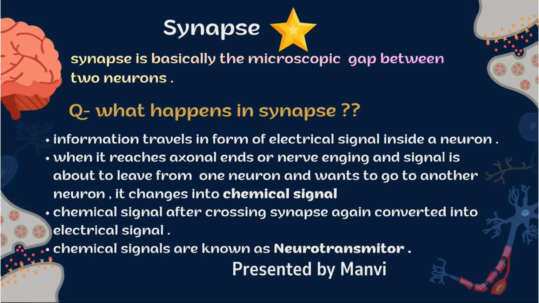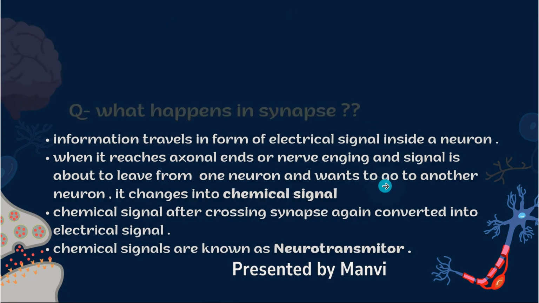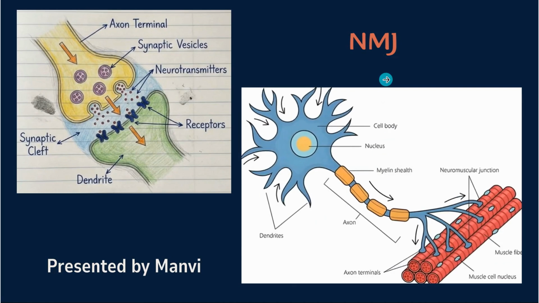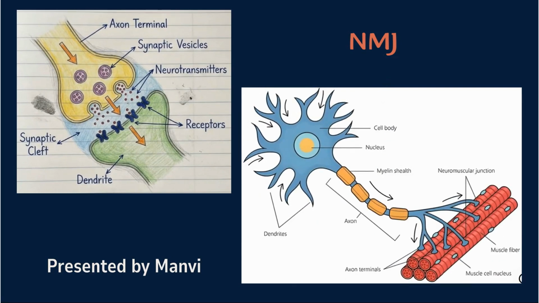Synapse, the microscopic gap between two neurons. What happens in synapse? Electrical signal gets converted into a chemical signal known as neurotransmitter and helps in crossing the synapse. After crossing the synapse it is again converted into electrical signal, because a neuron can only transmit or sense electrical impulses. Then we discussed the neuromuscular junction. When a neuron is attached with a muscle, that full portion is known as the neuromuscular junction.